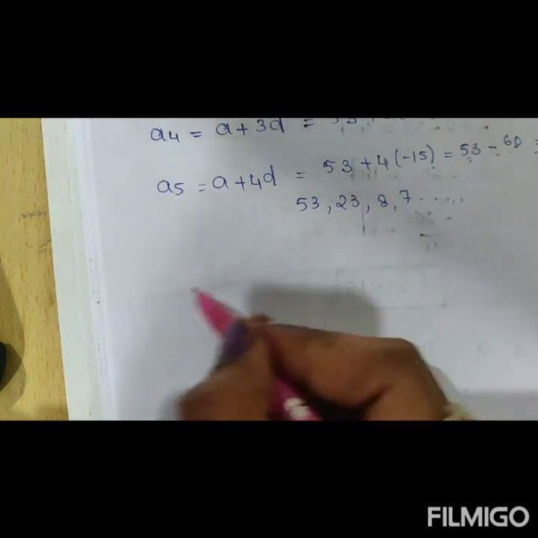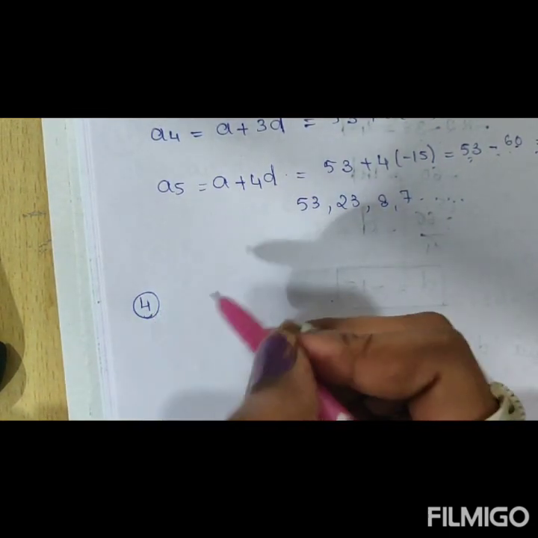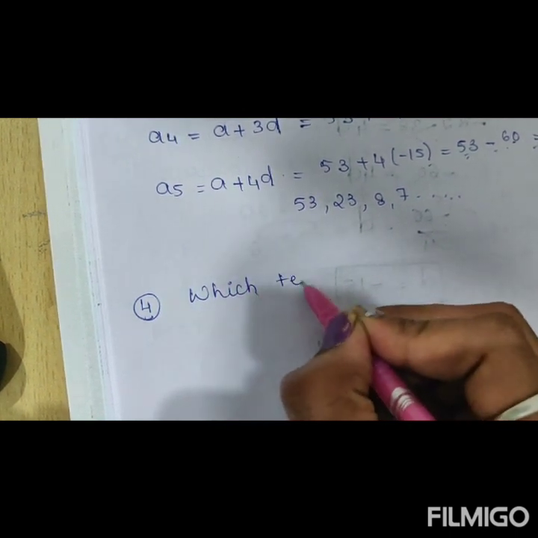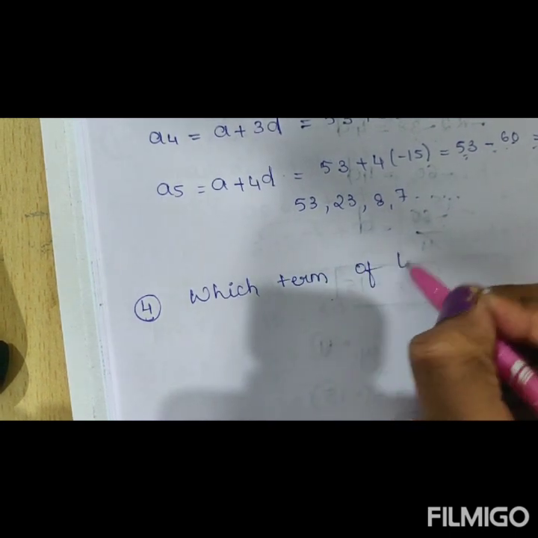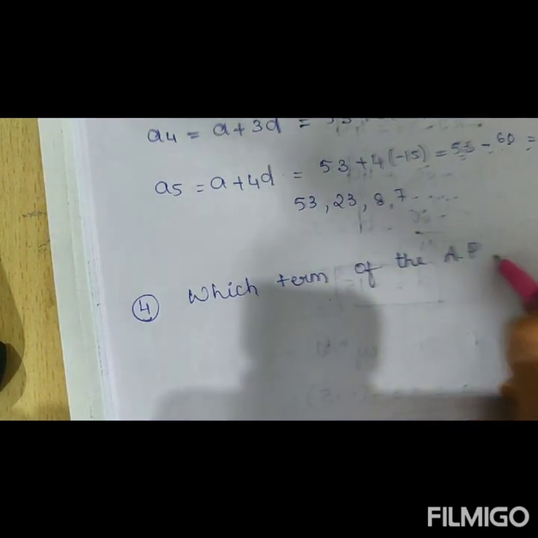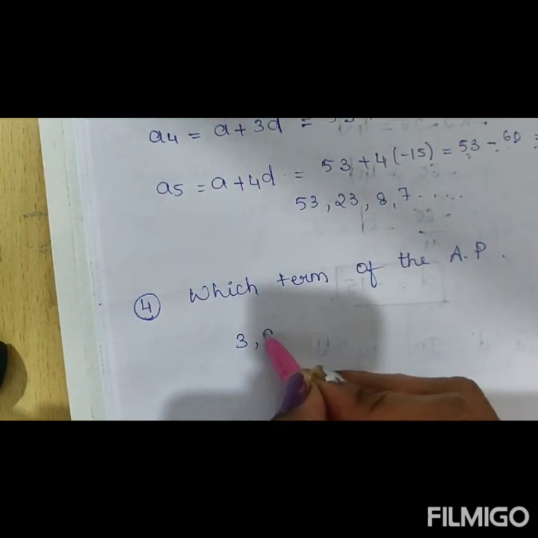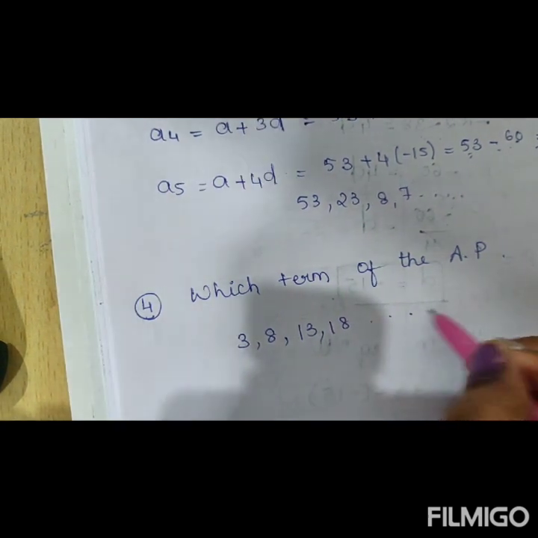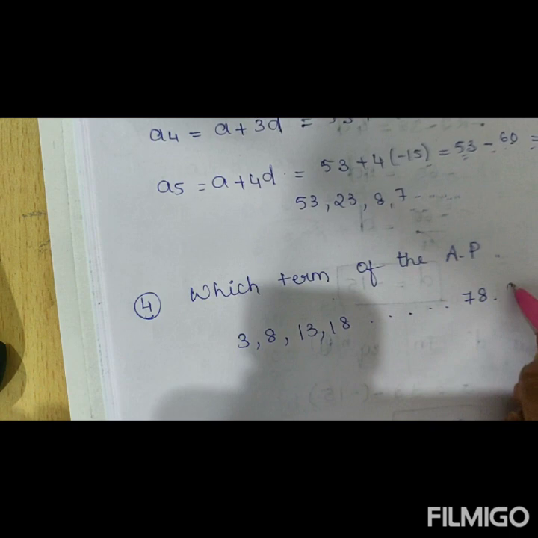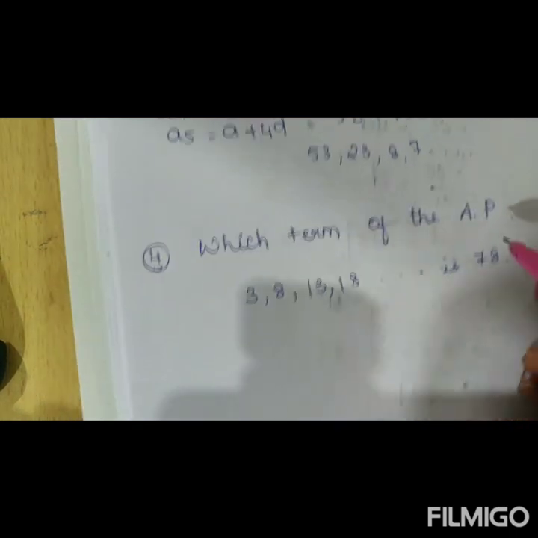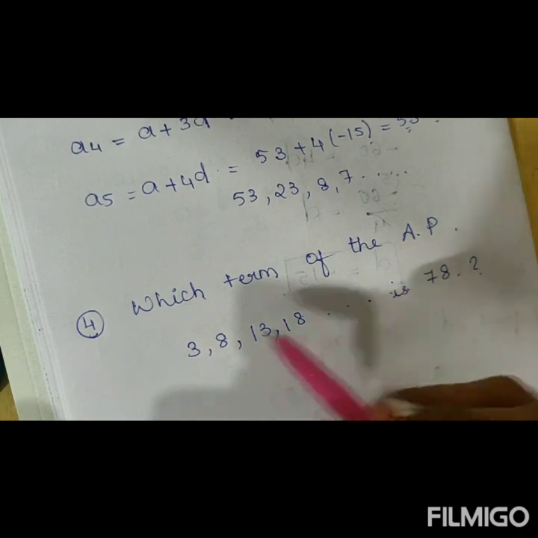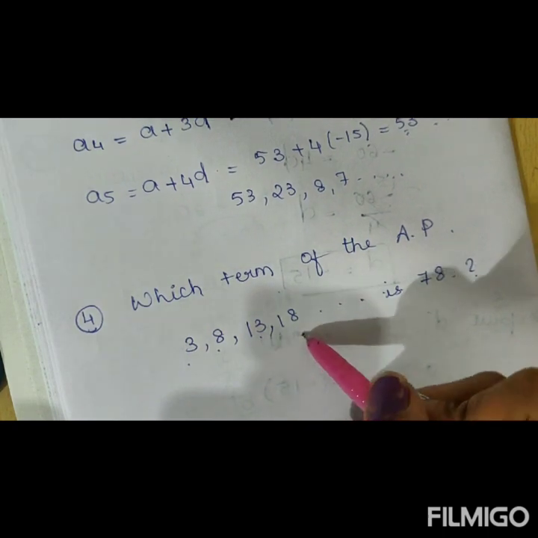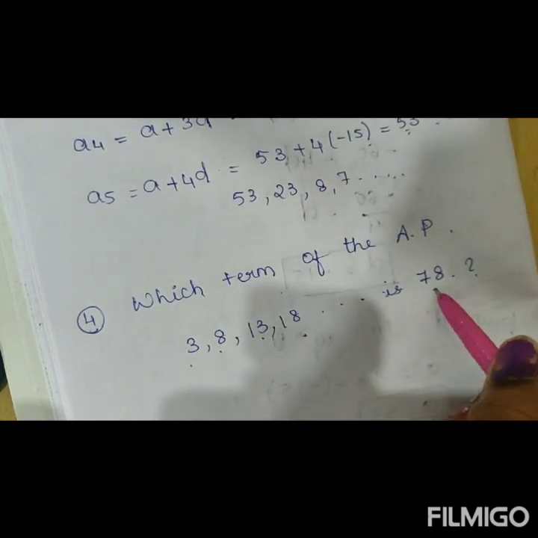Next we have the fourth question. So in the fourth question, what do we have? Which term of the AP is 78? So they have given the question and the series as 3, 8, 13 and 18. So which term will be 78? That's the question they are asking. So we have to find. So first term is 3, second term is 8, third term is 13, fourth term is 18. So which term is 78?